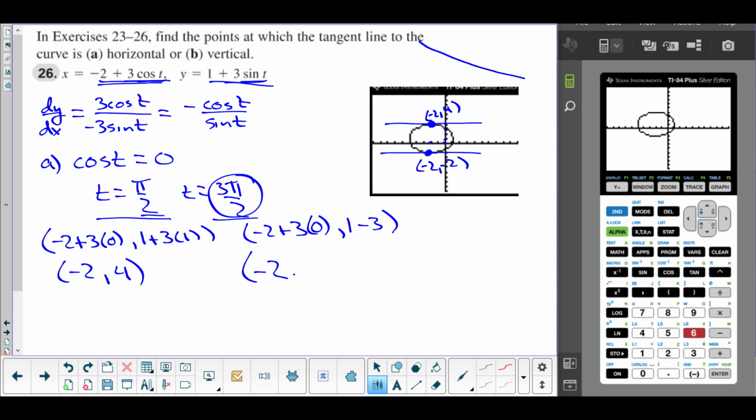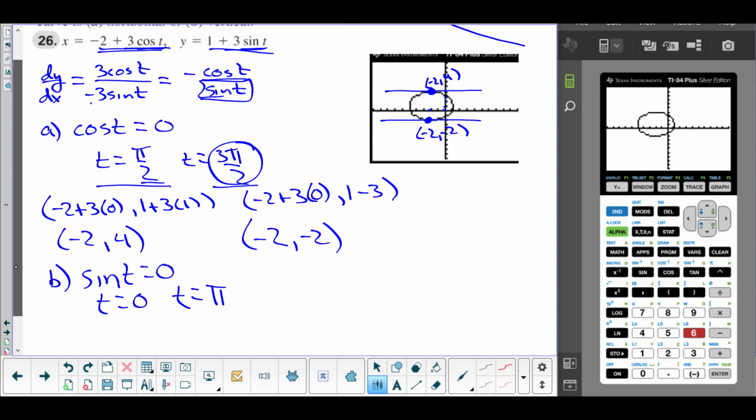So we have -2, -2, and those are the horizontal tangent lines. Now, letter B, the vertical tangent lines. We want to know where the denominator is 0, so where sine of t is equal to 0. Well, that's at 0 and pi.